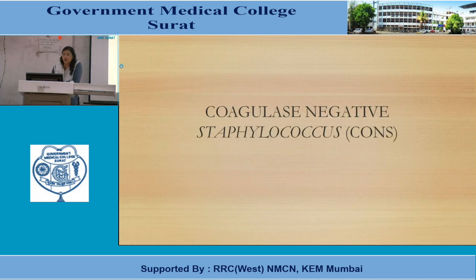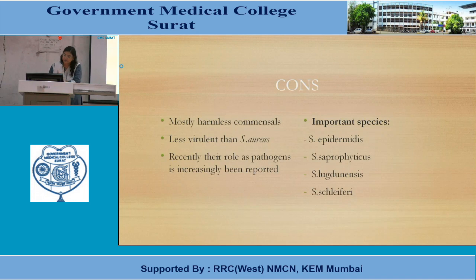So this was all about the coagulase positive staphylococci, that is Staphylococcus aureus. Sometimes the coagulase negative staphylococci can also cause infections. Usually they are not pathogenic for man, but in some situations like an immunocompromised state of the person, these organisms also can cause infections. They are mostly harmless commensals. They are less virulent than Staph aureus, but recently their role as pathogens is increasingly being reported. The important CONS species are Staphylococcus epidermidis, saprophyticus, lugdunensis, and schleiferi.